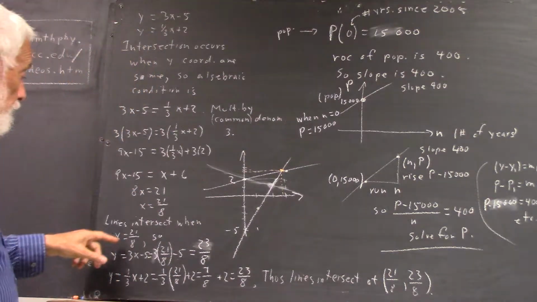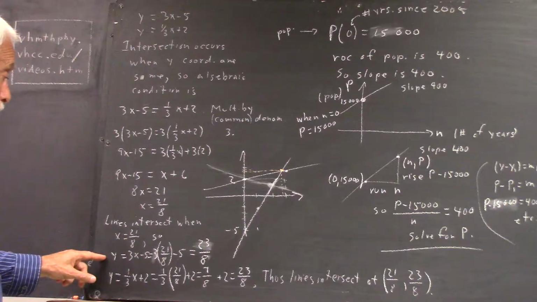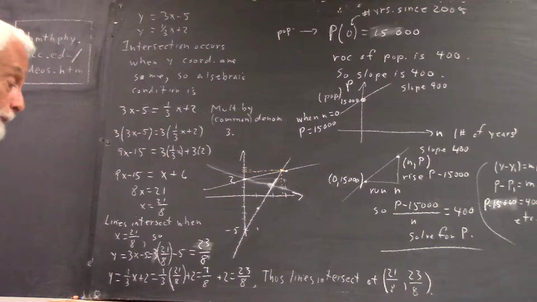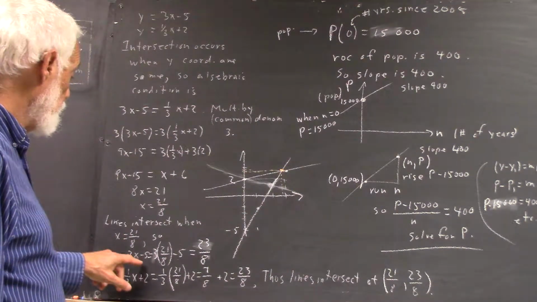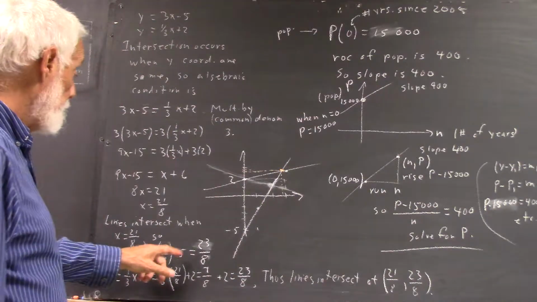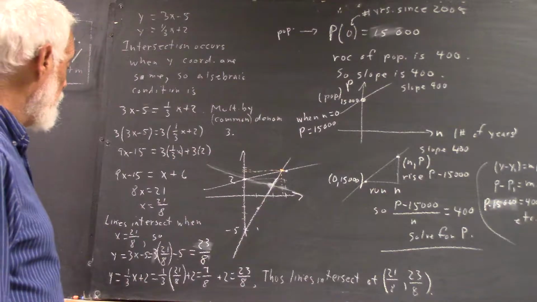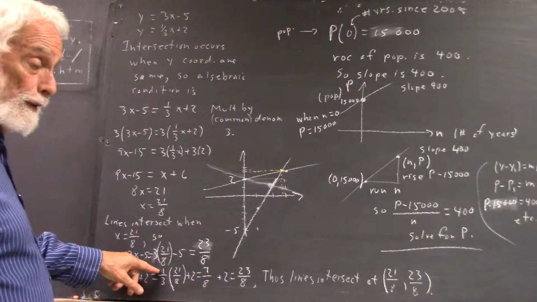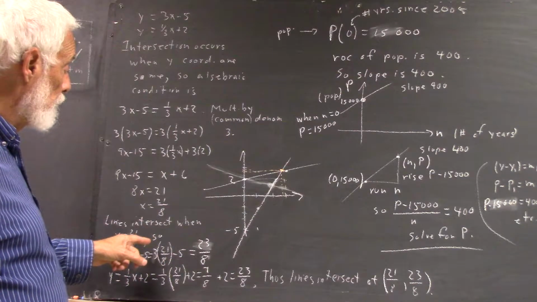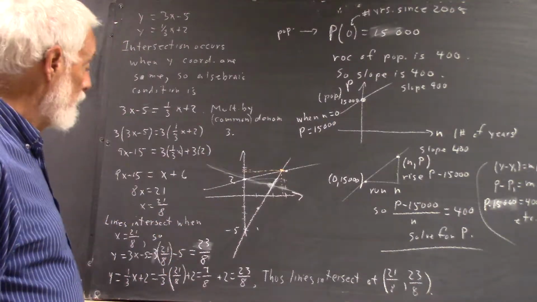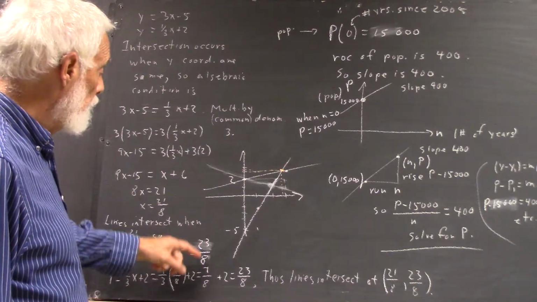So the lines intersect when x is 21 over 8, so that y is 3x minus 5, and that's going to be then, if x is 21 over 8, 3 times 21 over 8 minus 5. Now, 3 times 21 is 63, so we have 63 eighths. 5 is 40 eighths, so we have 63 eighths minus 40 eighths. Well, 63 minus 40 is 23, so we end up with 23 eighths.